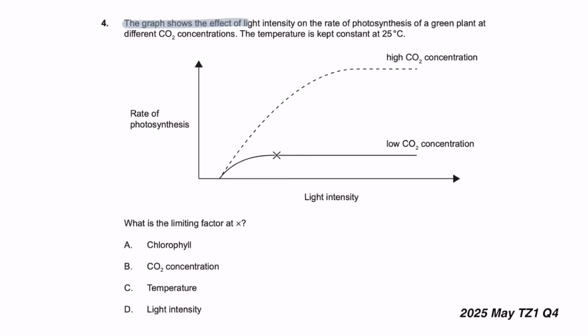The graph shows the effect of light intensity on the rate of photosynthesis of a green plant at low and high carbon dioxide concentrations. Besides light intensity and carbon dioxide concentration, other factors are controlled, such as temperature and the amount of chlorophyll. So they are not the limiting factors for this experiment. At X, the rate of photosynthesis remains constant when light intensity increases. So light intensity is not a limiting factor. Carbon dioxide concentration is a limiting factor at X because when the concentration increases, the rate of photosynthesis increases.